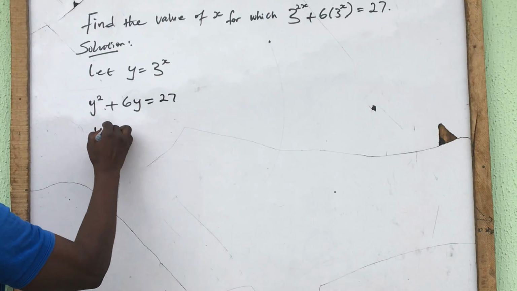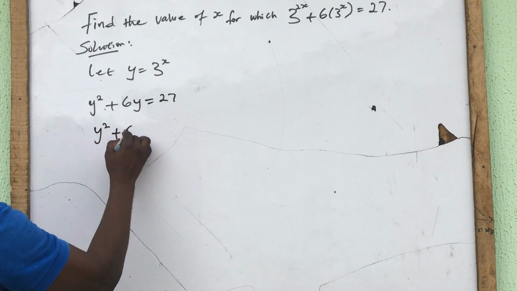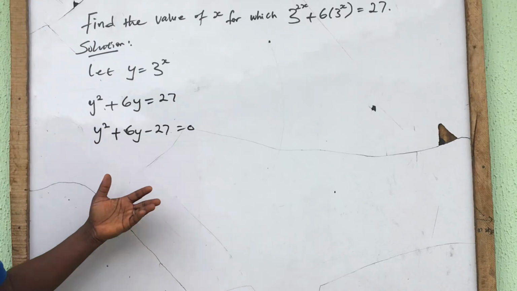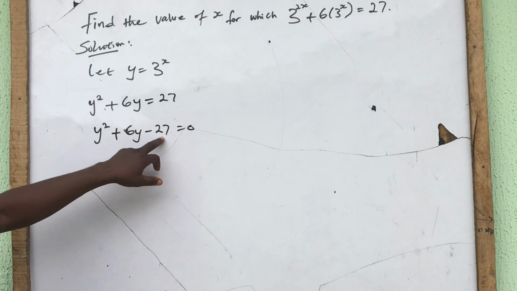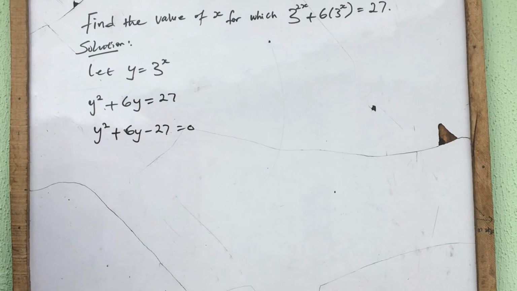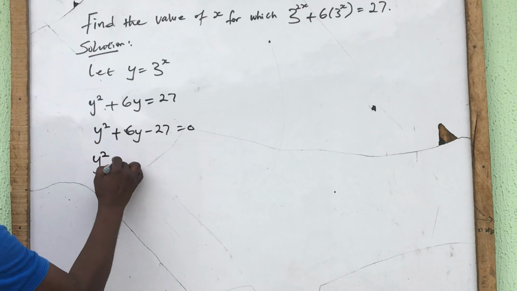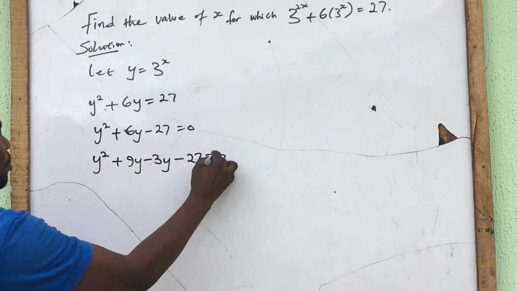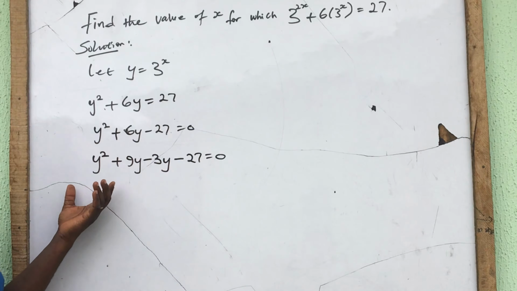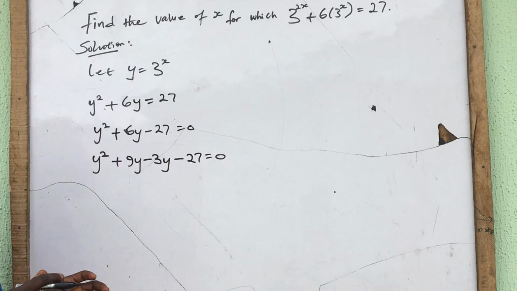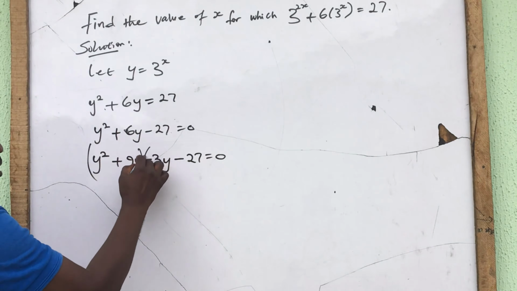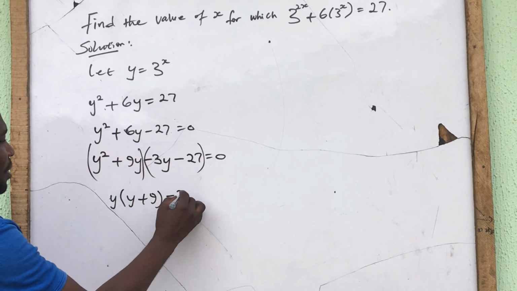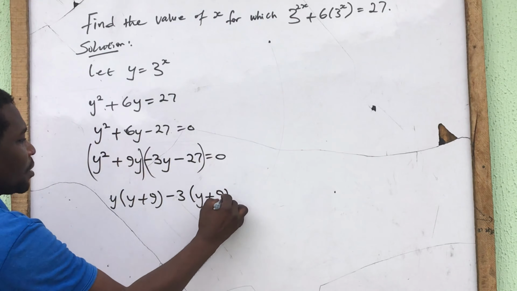Let me write this equation. That is y squared plus 6y minus 27 equal to 0. It's a quadratic equation that we need to solve. This is minus 27 and this is plus 6. So therefore I'm going to have y squared plus 9y minus 3y minus 27 equal to 0. We group and factorize to get our factors out. So therefore I have y into y plus 9 minus 3 into y plus 9, which is equal to 0.